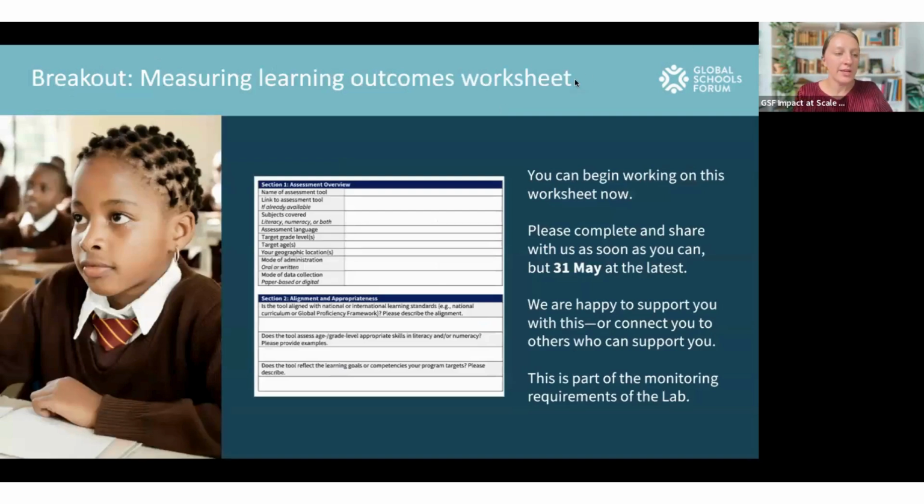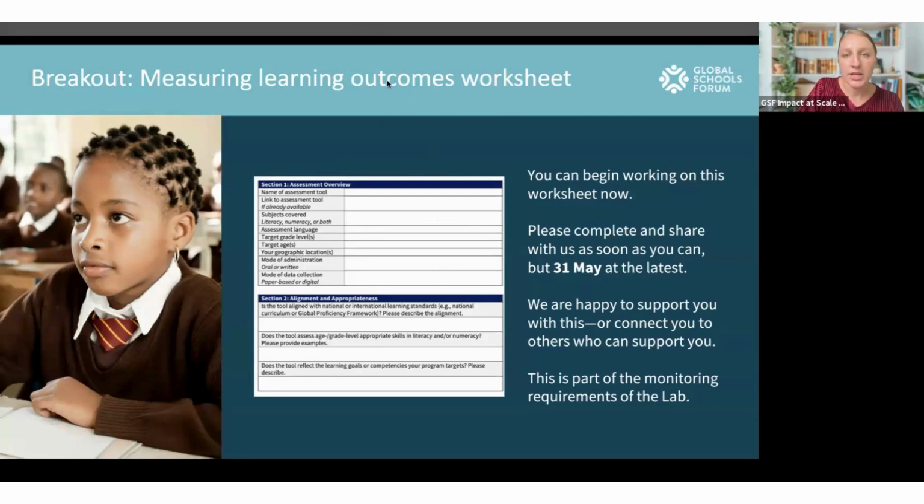And so for the rest of the time, the next few minutes, we're going to share a worksheet that is going to help you document your plan for monitoring learning outcomes as part of the Impact at Scale Labs. It pulls from a lot of the content that we've gone over today about what makes a test valid, what makes a test reliable.